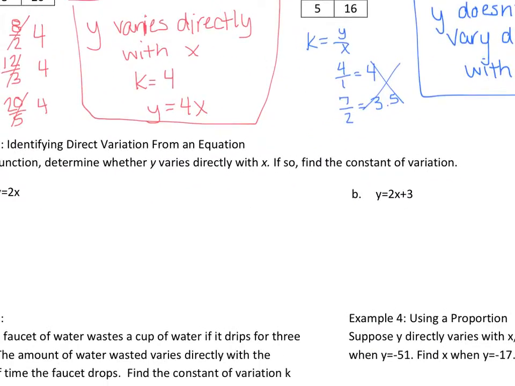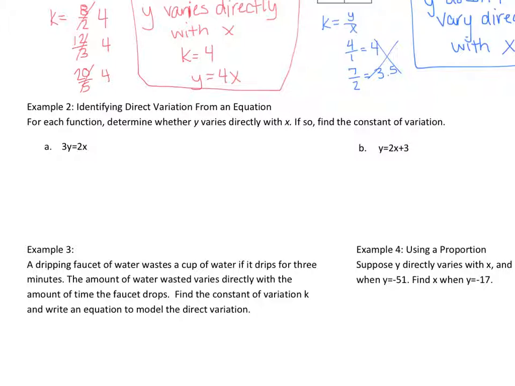All right, now we're going to identify it from an equation. We did it from points, now we'll do it from an equation. So determine whether y varies directly with x. If so, find the constant of variation. What letter is the constant of variation in our formula? K. So if it does, then we need to find k. Now our equation for direct variation is y equals k times x. So if we can get this equation into y equals, we'll be able to see if it's a direct variation or not. Divide by 3, so we can get y by itself.